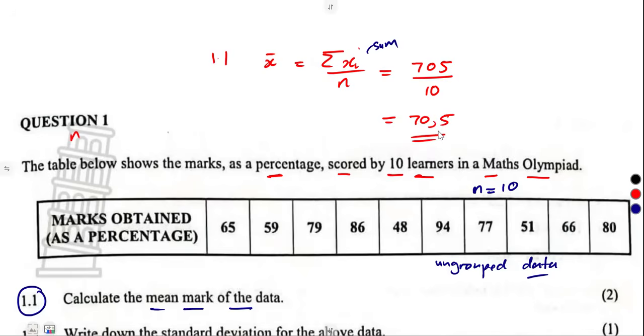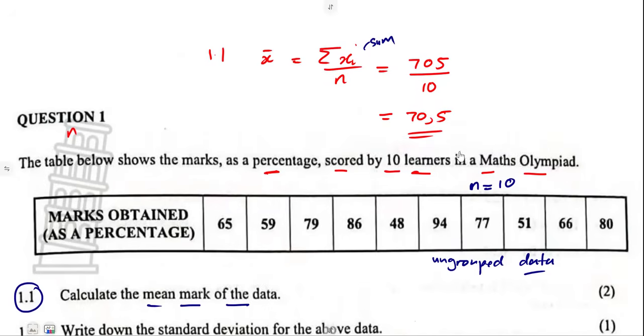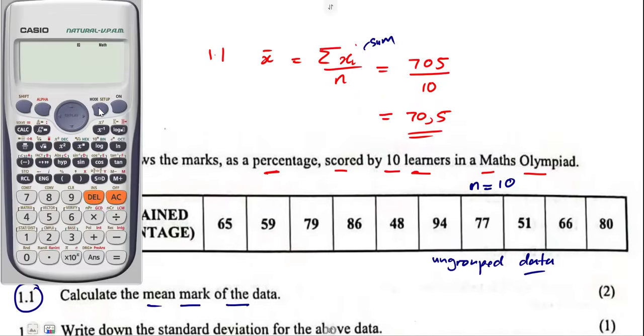Remember, we can also determine the mean directly from the calculator. So let us also verify with the calculator, since we are going to need 1.2: write down the standard deviation for the above data. As you can see, the standard deviation is needed. So let us just insert our values and see. Let's start with the mean. Go to the MODE, then we need number 2, then 3, then number 1. Then let's insert our values.